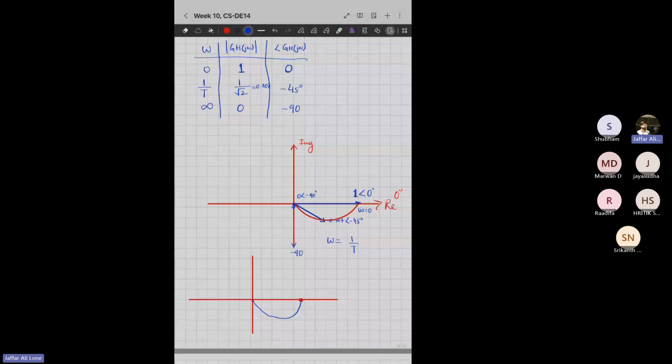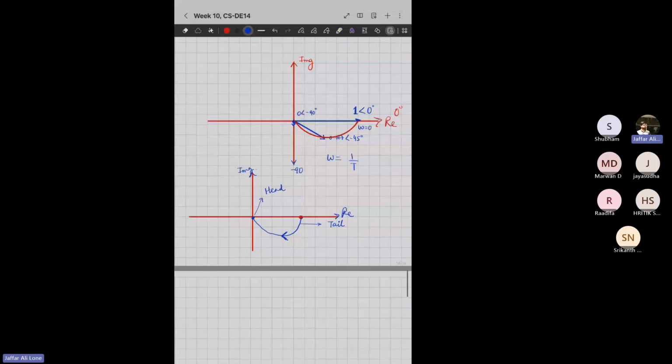The arrow shows that it is going in this direction. The point where it starts is called the tail of the polar plot, and the point where it ends is called the head. This is the real part, this is the imaginary part. Does anybody have any doubt here? Only then can we move forward. There is no need to draw all those phasors. You can directly draw the direction in which the phasors are moving.